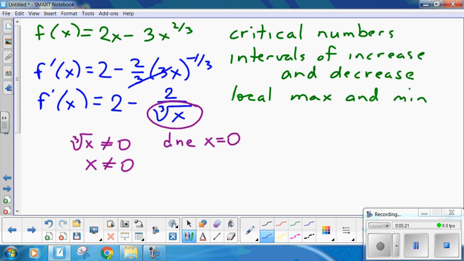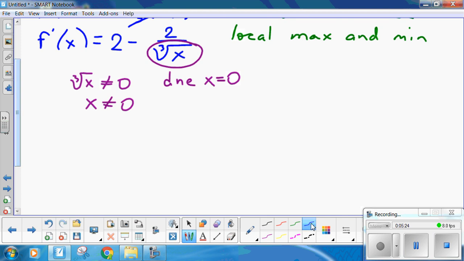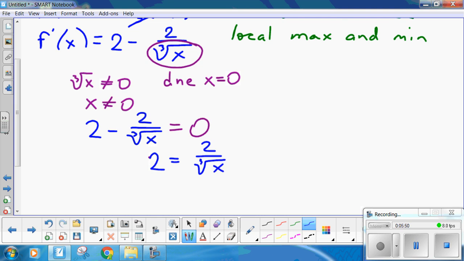That's our critical value. So it doesn't exist at x equals 0, so that's one critical value. The other critical value: set it equal to 0 and solve.